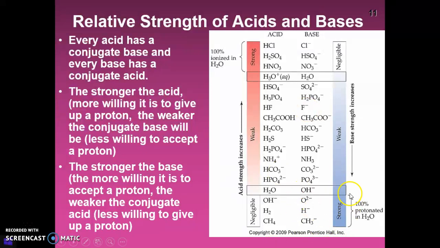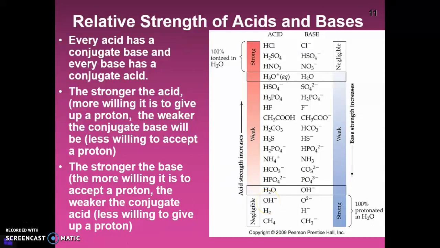Likewise, if you have a very strong base, its conjugate is not going to act as an acid. So O2- takes in H+'s very easily. Its conjugate, HO- or hydroxide, is not going to give that H+ up very easily. So this is a very strong base, but its conjugate is irrelevant in terms of being an acid.